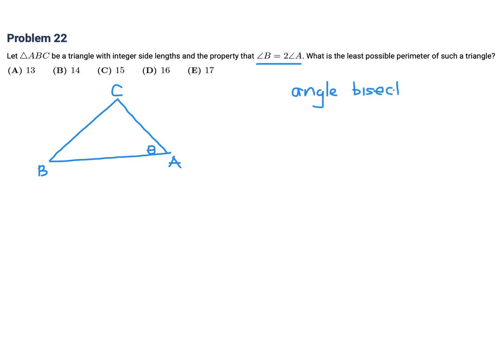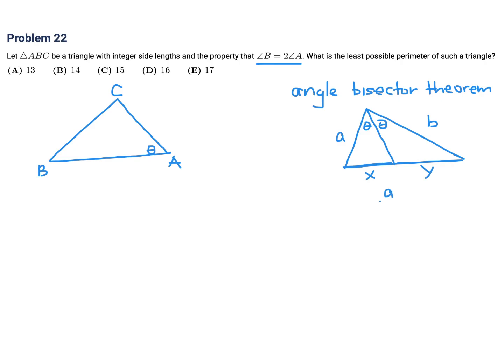So first let me explain the theorem just in case you have forgotten. Let's say you have a triangle like this, and you have the angle split. So this is theta and this is theta, right? We've bisected the angle. And this side is labeled A, this side is B. From here to here is X, and from the other side there to there is Y. The angle bisector theorem states that A over B is equal to X over Y.